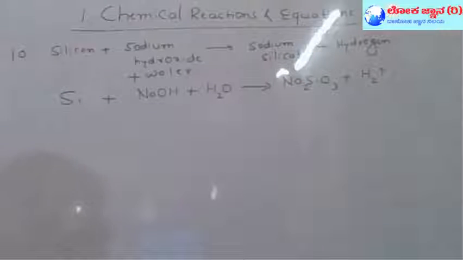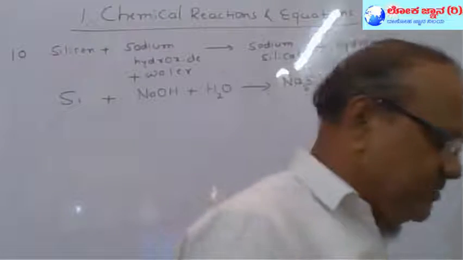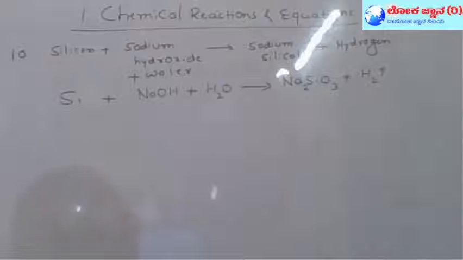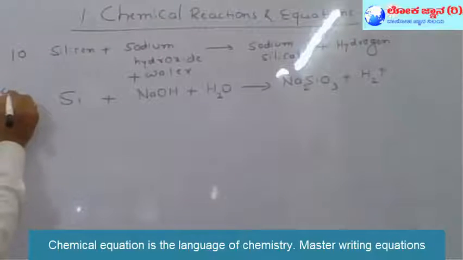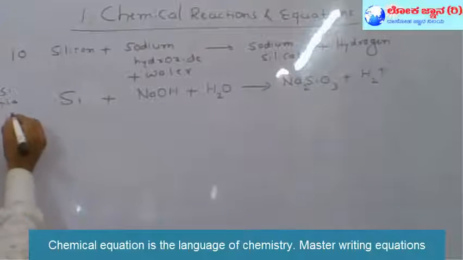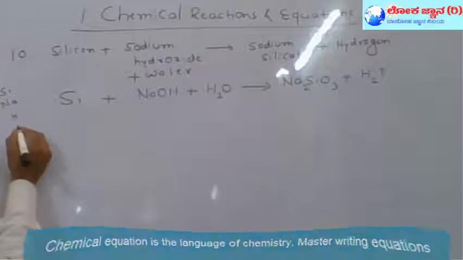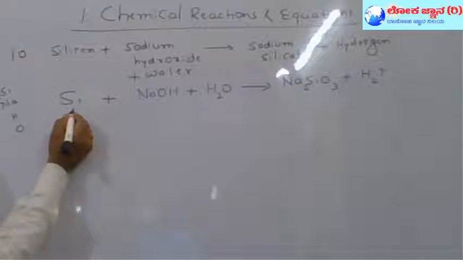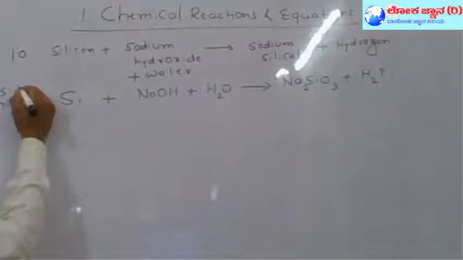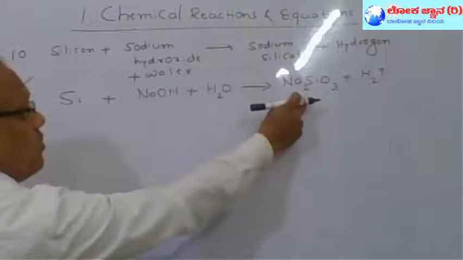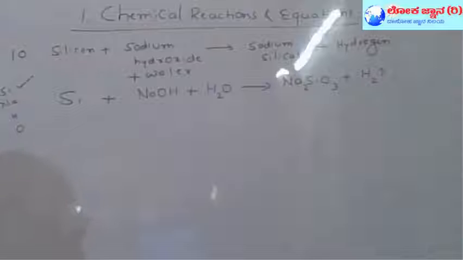Now balance the equation. How many sodium atoms on the left? How many on the right? You have to balance silicon, then sodium, then hydrogen, then oxygen, one by one. How many silicon atoms on the left? 1. On the right? 1. It is balanced. How many sodium atoms on the left? 1. How many on the right? 2, in Na2SiO3. How do you balance it?